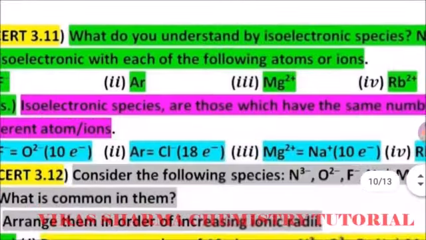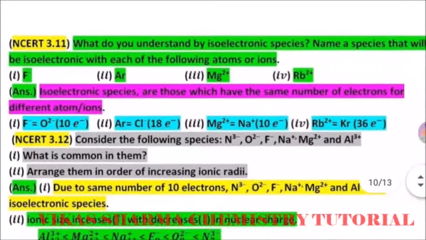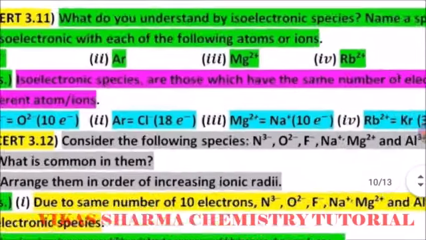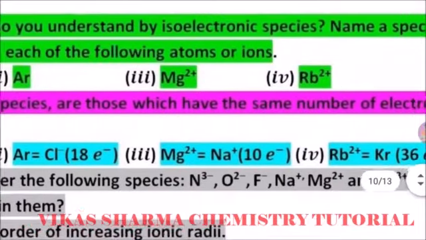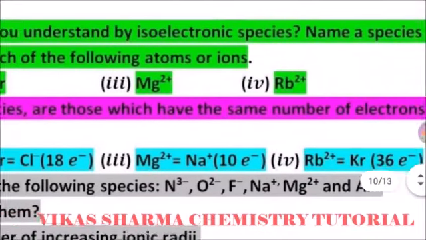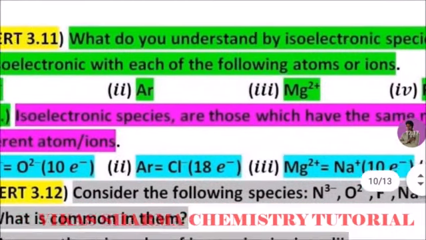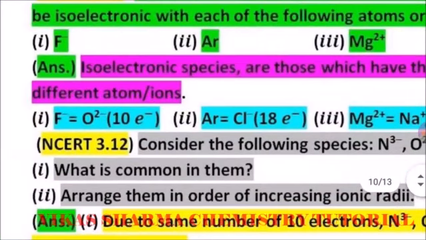So students, the NCERT 3.11 question also belongs to today's topic. What do you understand by isoelectronic species? Name a species that will be isoelectronic with each of the following atoms or ions: fluoride ion, argon atom, magnesium ion, and rubidium ion. The isoelectronic species are those which have the same number of electrons but are different atoms or ions.